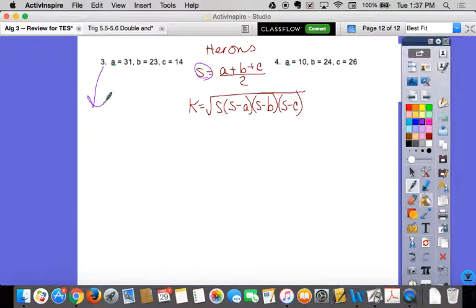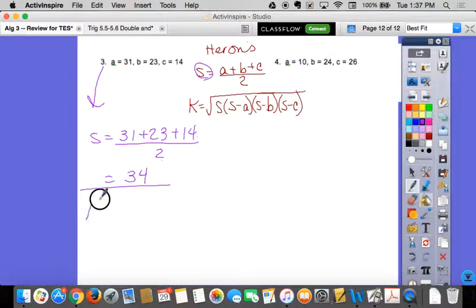For number 3 here, we need to add all of those up. So to compute S, we're going to have 31 plus 23 plus 14 all over 2. And that's going to give us 34. Now look, when you're typing that in your calculator, type the top part, 31 plus 23 plus 14, get an answer, then divide by 2. Otherwise, you may end up with something incorrect. Alright, so that's part 1. Then you can come down here for K.